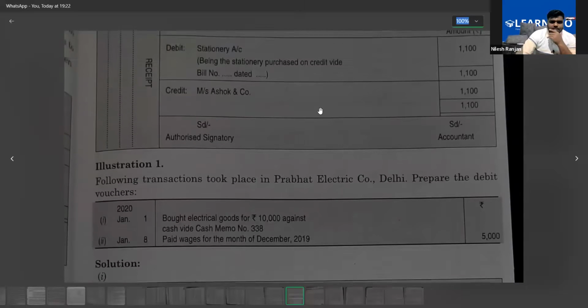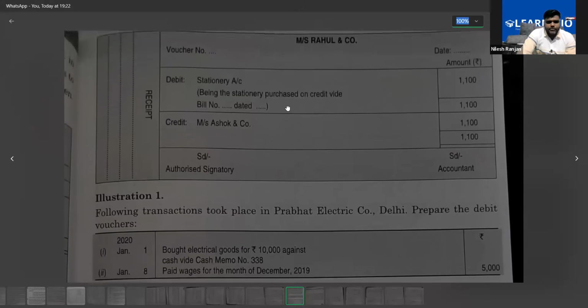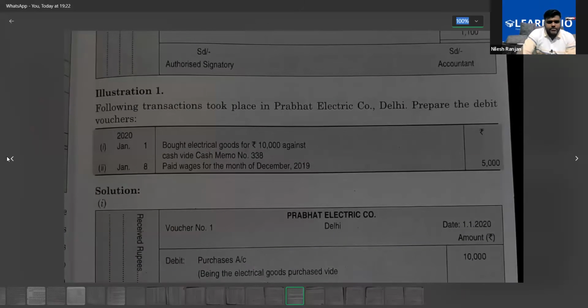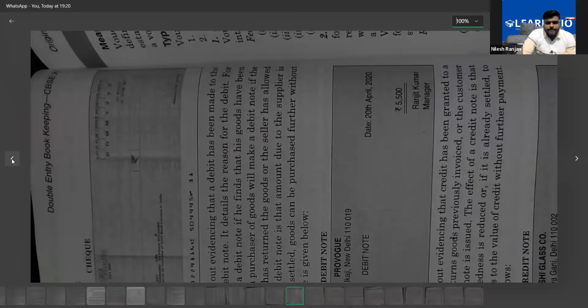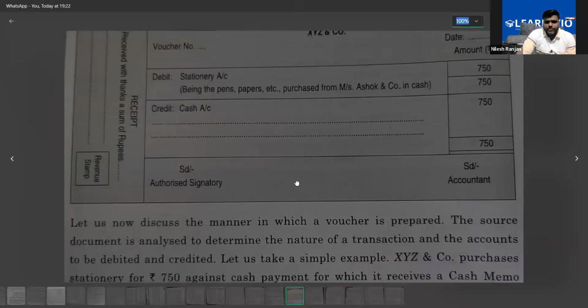Okay, so this is the format. Origin of transaction: source document. Actually, this is the receipt voucher. This is the cash memo invoice. Preparation of voucher, you can see here. This is the voucher, the main voucher.